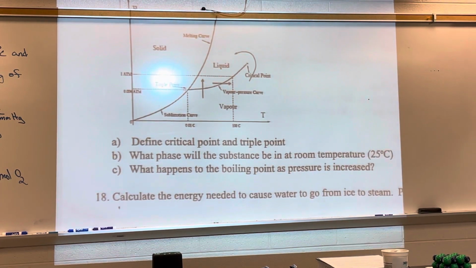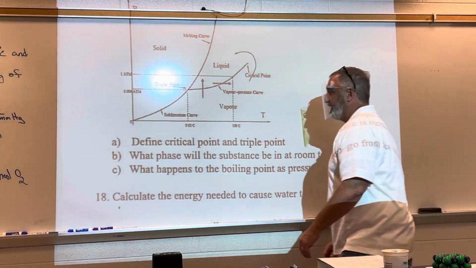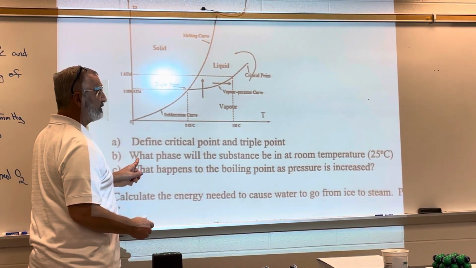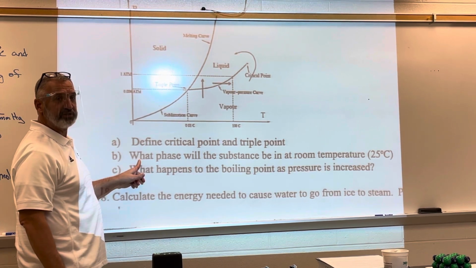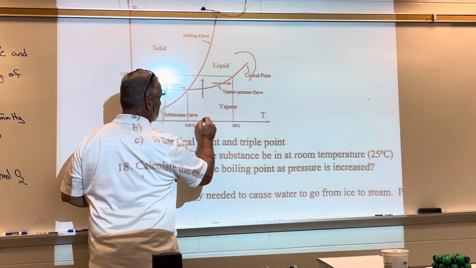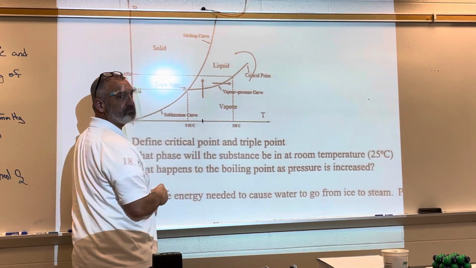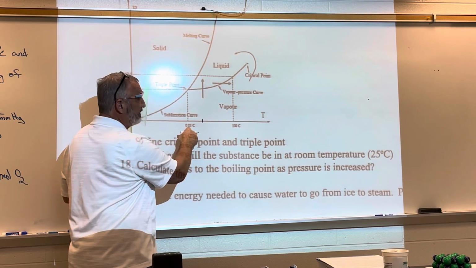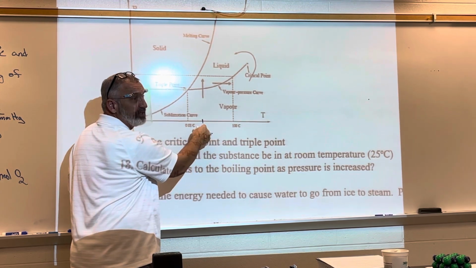What phase will the substance be in at 25? Well, let's just assume atmospheric pressure here. So maybe write in, add atmospheric pressure. Okay, so 25 is going to be right here, right? If this is 0, well, 0.01, but close enough to 0, and 100, that's about 1/4 of the way.